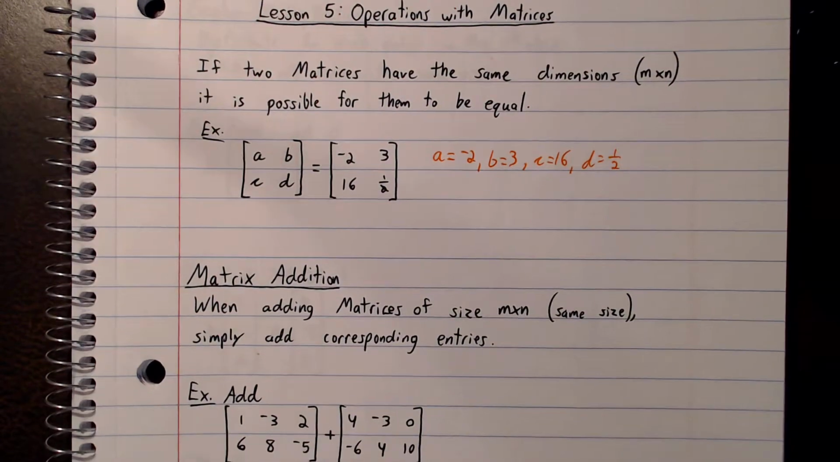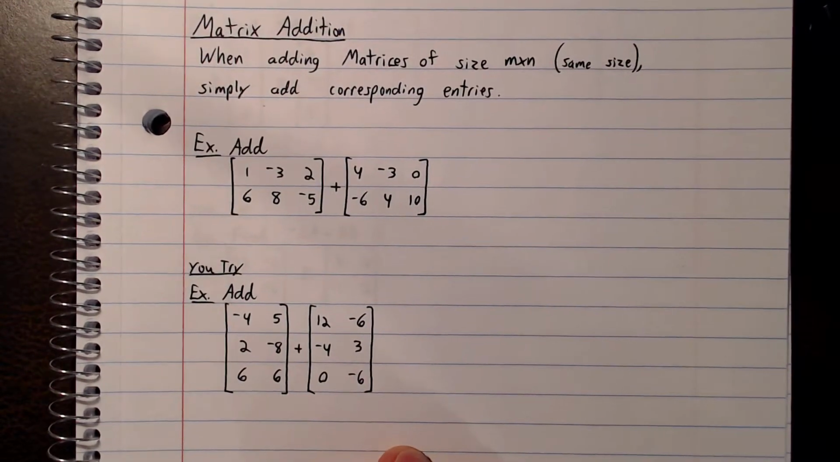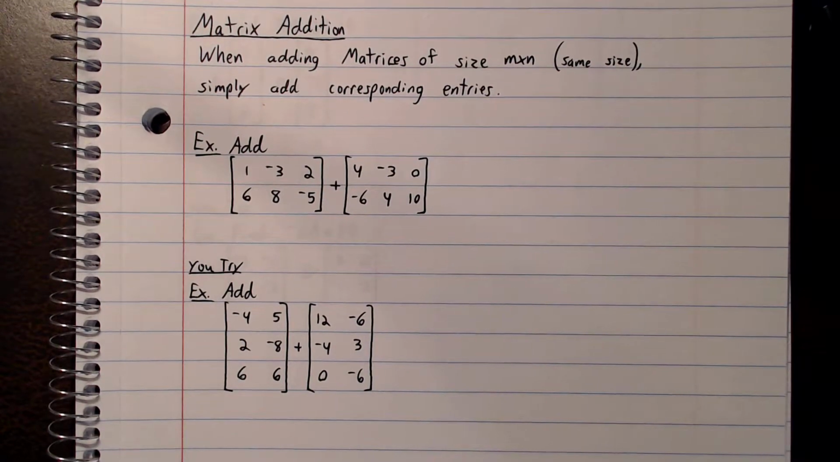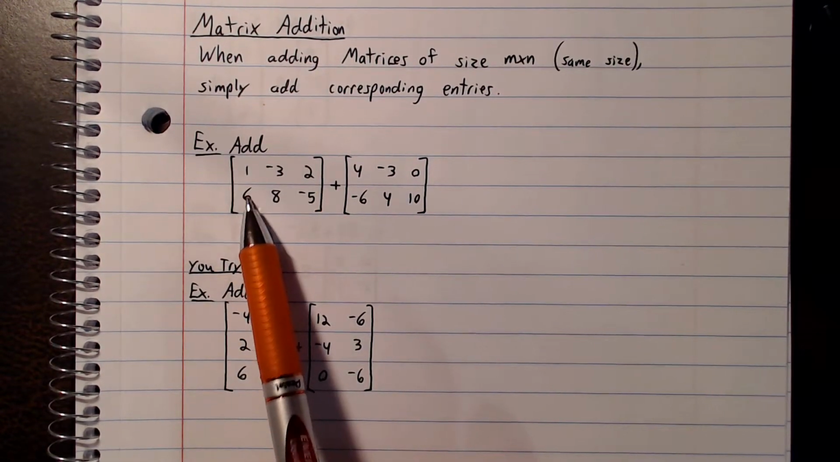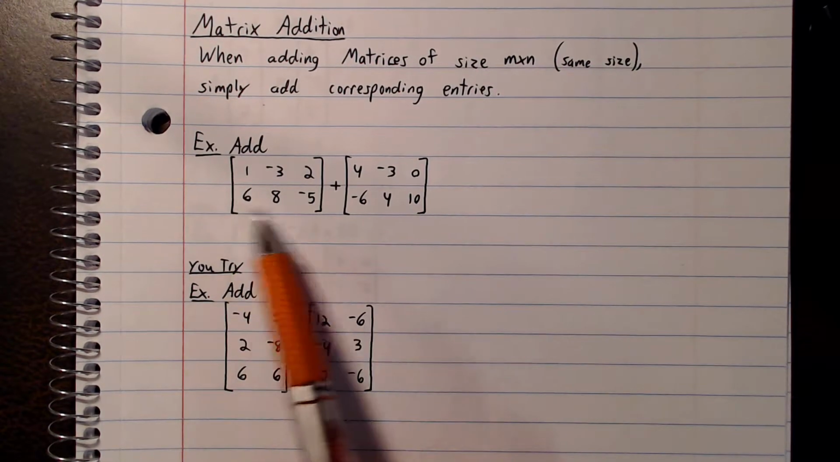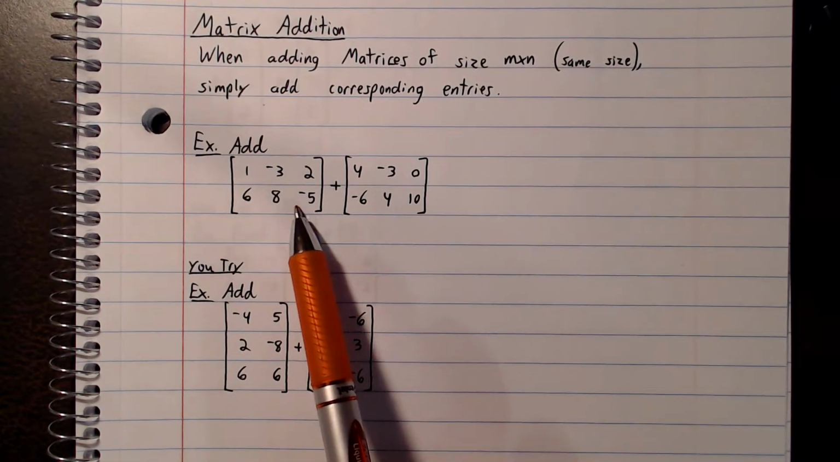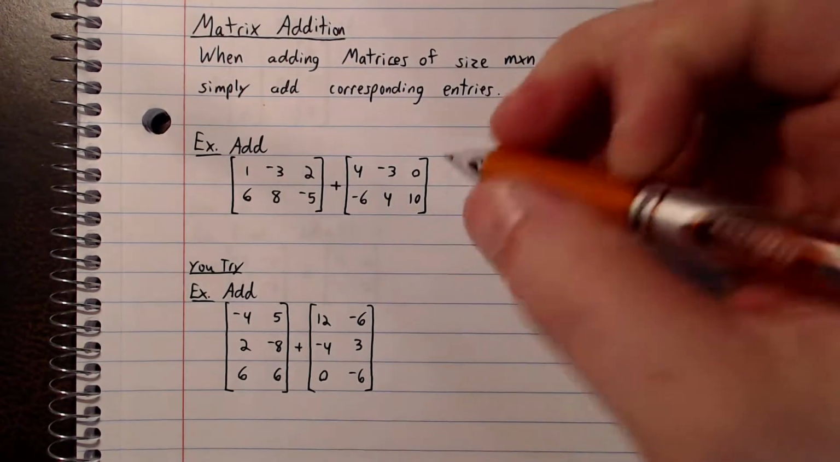That's going to help us with a lot of stuff, like addition, for example. When we're adding matrices of the same size, m by n, we just simply add the corresponding entries, and then we're able to make something that they are equal to. So in our first example, we're going to add this matrix, which is a 2 by 3, to this matrix, which is also a 2 by 3. So we're allowed to do this.